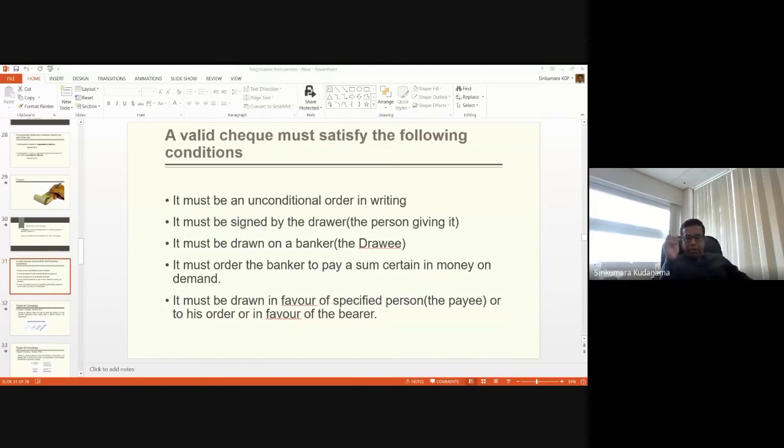It must be drawn in favor of a specified person, the payee, or to his order, or in favor of the bearer. It can be all three options given in the definition of a bill of exchange. But those two conditions, that the person on whom it is drawn is always a bank, and the payable time is always on demand, are the two differences that would significantly distinguish a general bill of exchange from a check.